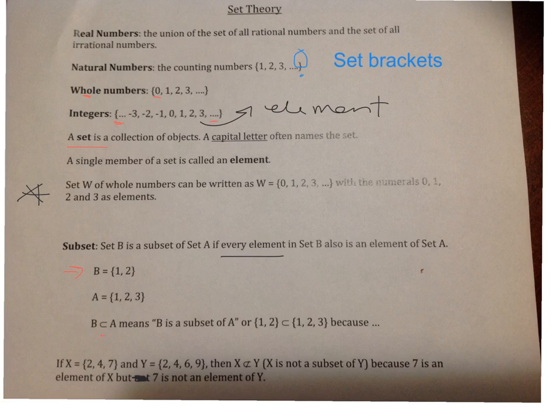This little symbol right here means is a subset. B is a subset of A. Or 1, 2 is a subset of 1, 2, and 3 because, why can we say that? Why can we say that B is a subset of A? It is because 1 and 2 are included in both sets.